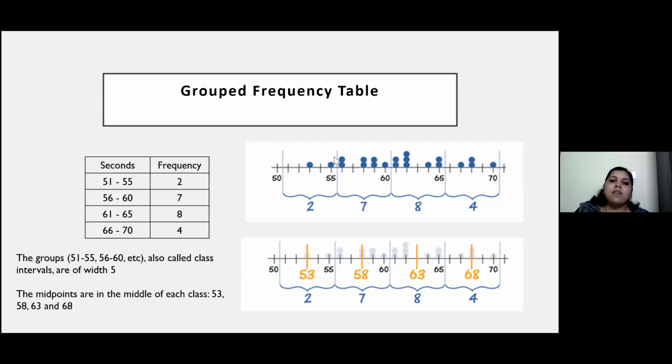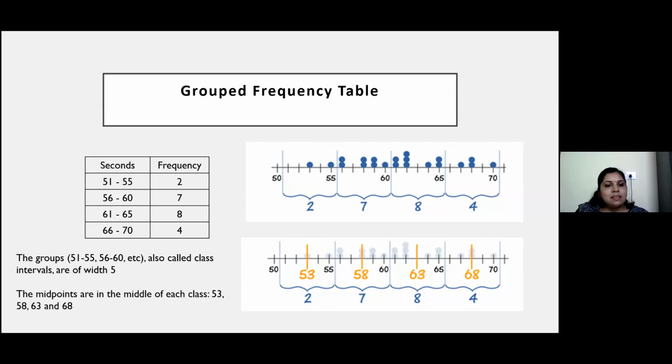This will not give us a proper idea, so we find out the mid value. For 51 to 55, what is the mid value? 53. What is the mid value for 56 to 60? 58. Between 61 to 65, 63 is the mid value. And between 66 to 70, 68 is the mid value. So we find out the mid value in this form. It clearly shows how to find the mid value for each class.